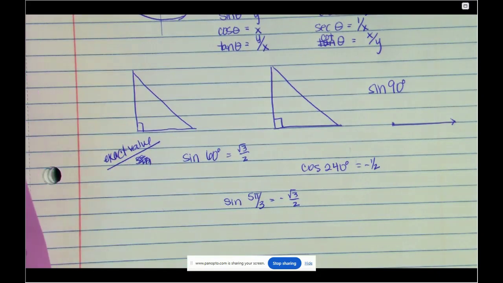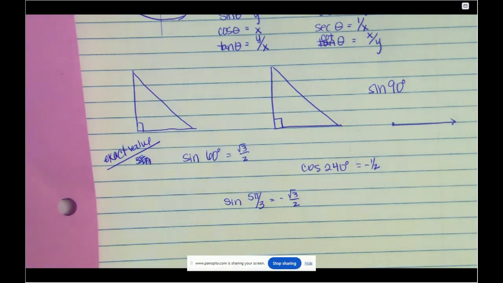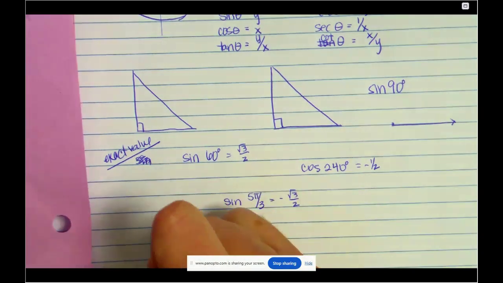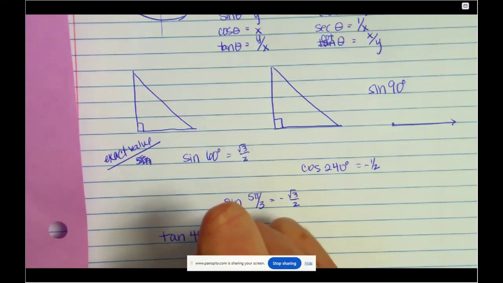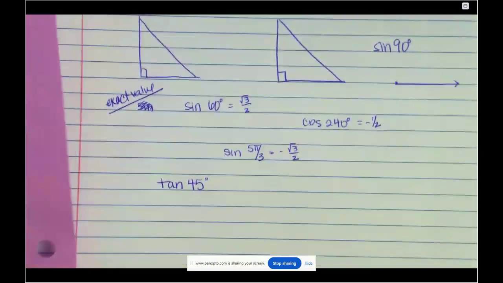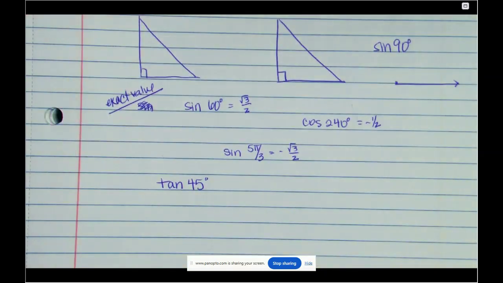Now let's talk tangent. I need you to make sure you're paying attention because we're going to take a little side trip back to fraction math in 5th grade. I'll start you out easy. Let's go tangent of 45.